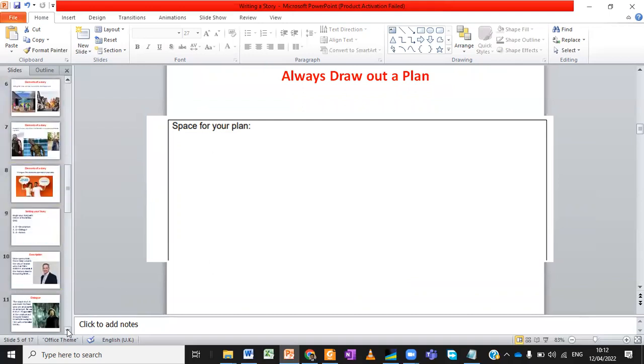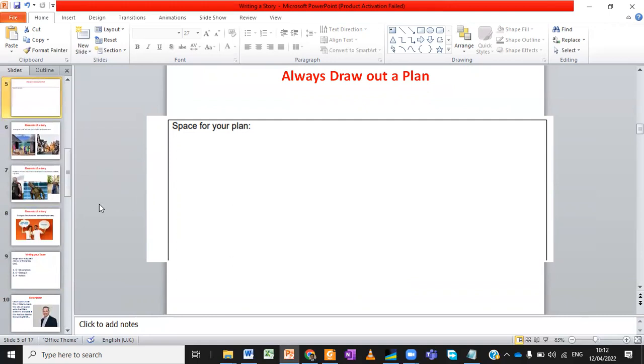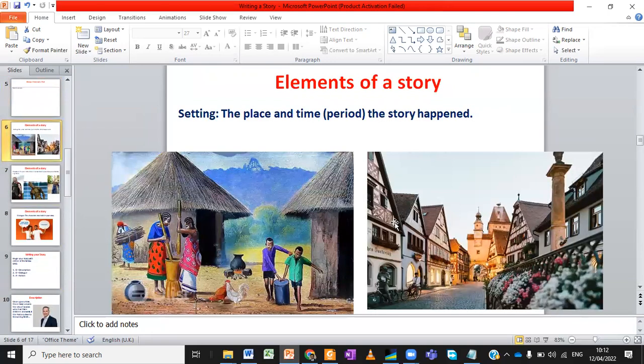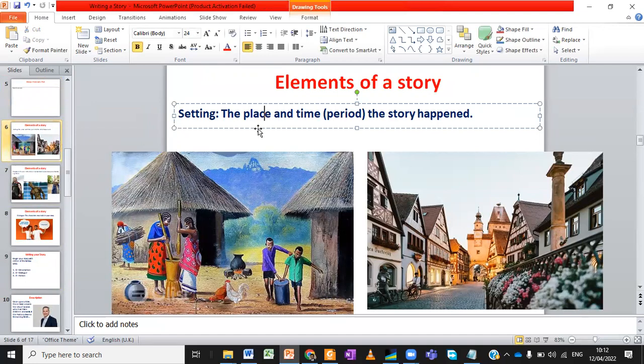Now, after your plan, let me tell you what you must include in your story. That's the elements of the story. The first thing you must include is what is called the setting. The setting is the place. Let me just stick with the place where the story happened. Of course, every story must happen in a place. So that is setting. You must establish the fact that this story happened in a place.